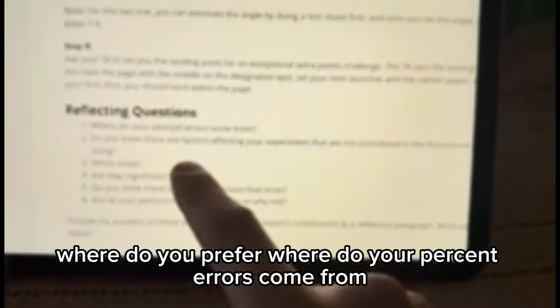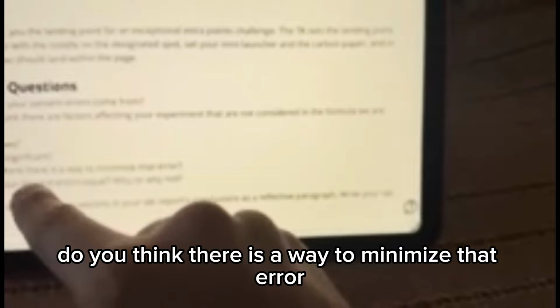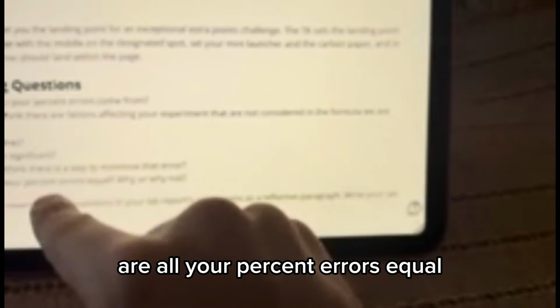Here are some reflecting questions we asked. Where do your percent errors come from? Do you think there are factors affecting your experiment not considered in the formula we are using? Which ones are significant? Do you think there is a way to minimize that error? Are all your percent errors equal?